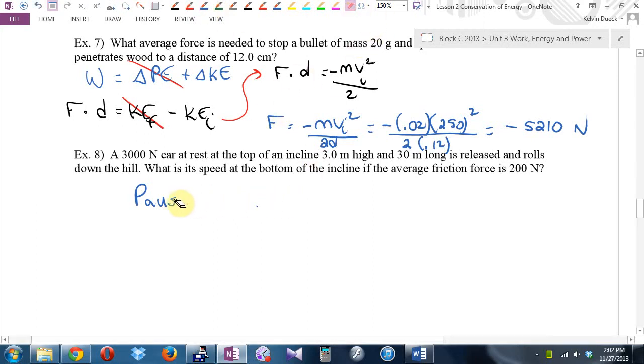So I wrote pause here. Let's pick up from where we said pause here. It says the car at rest at the top of an incline 3 meters high and 30 meters long is released and rolls down the hill. You know what? That's probably worth a bit of a gulp.